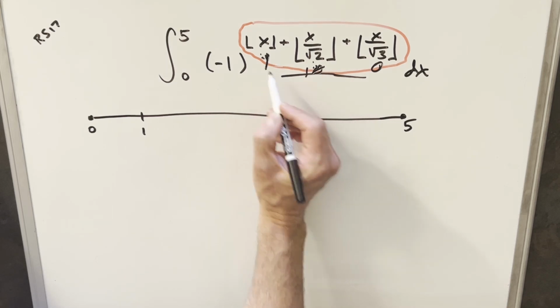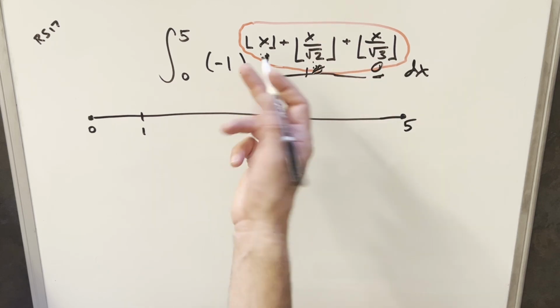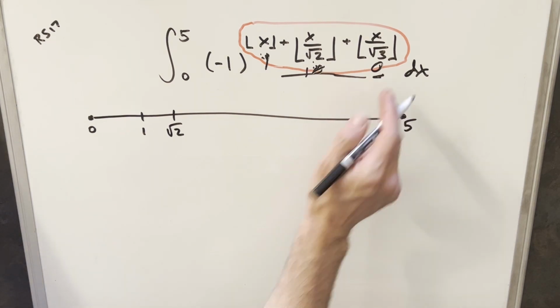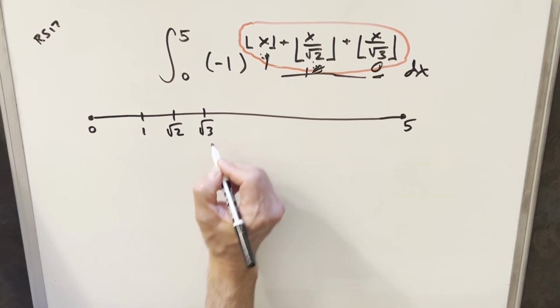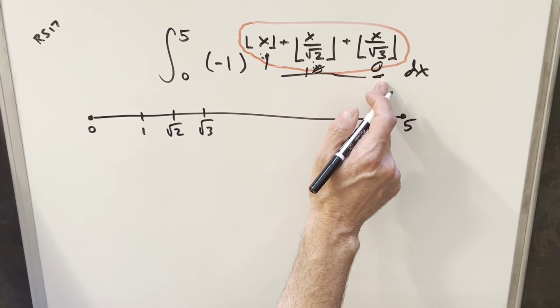This is already 1. This is still going to be 0. So then our exponent will become 2. It'll be even. We'll have -1 squared. So we'll have another point at square root of 2. Then it's going to change again at square root of 3. Just noting that square root of 2 is like 1.414. Square root of 3 is 1.732.